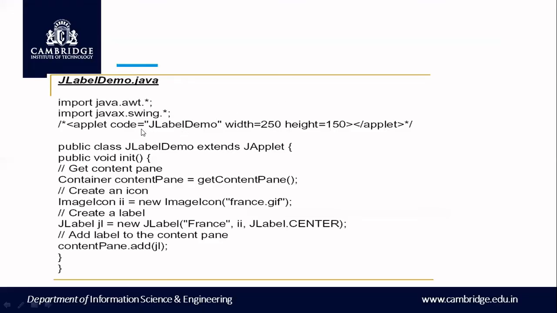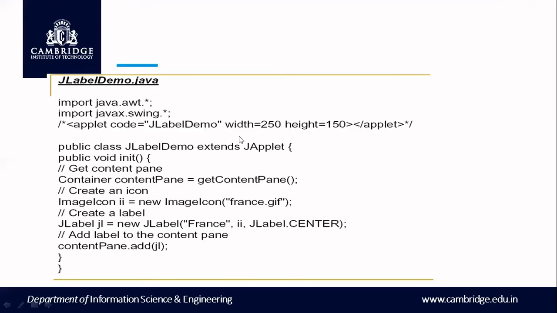Now in this program, what all are you going to observe in the output? Applet viewer JLabel demo. Where did you specify that? The name of your applet. What was the applet? JLabel demo. That is being displayed. The height and width of the applet screen is set here. Width is 250, height is 150. That is also being set.